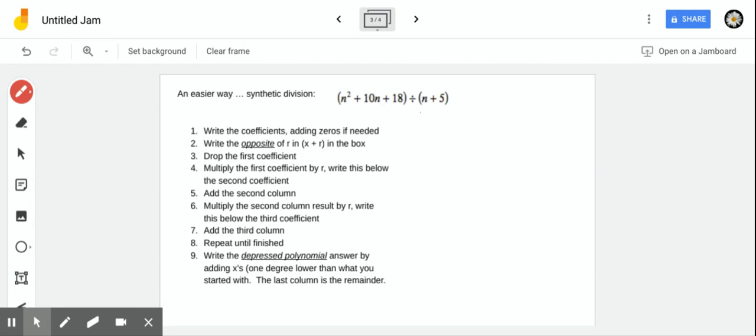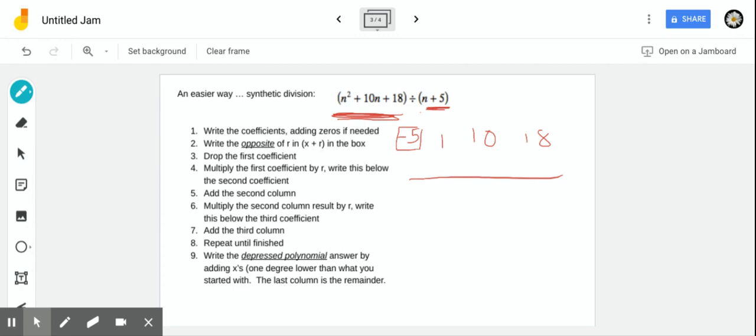So here's the setup and the steps to it that are on your notes. The steps are a lot more complicated than what it actually is. So we're going to write the coefficients of this term. So 1, 10, 18. If you skipped something, just like in the long division, we'd need to add zeros. We haven't here. We're going to put a little box here, and we're going to put the opposite of this number in the box, so negative 5. Okay, and then we're going to draw this little line here. This is the setup, okay?